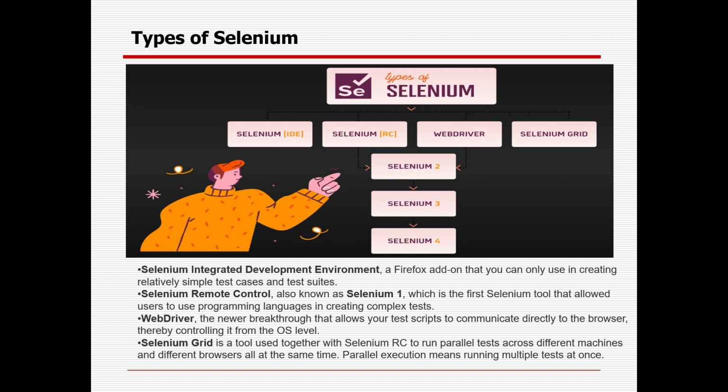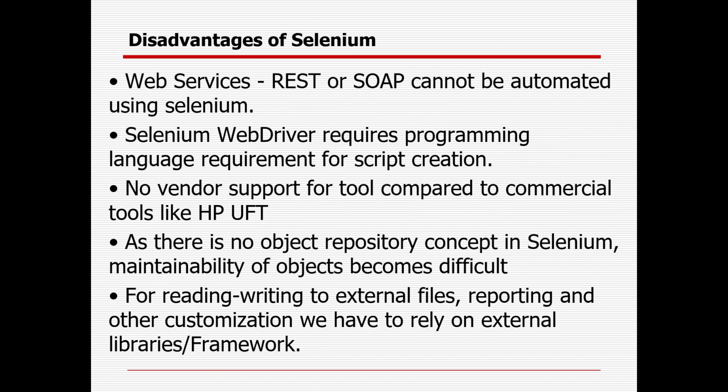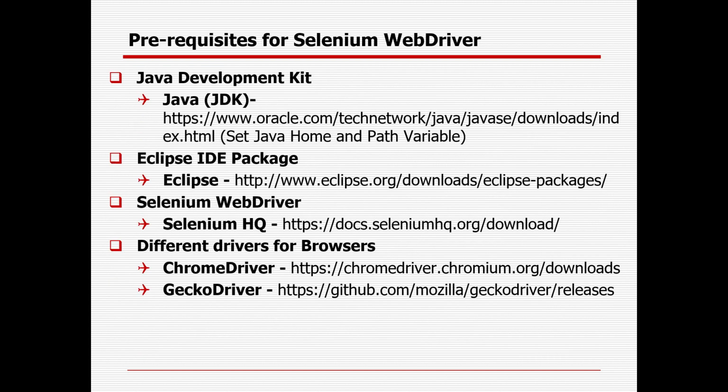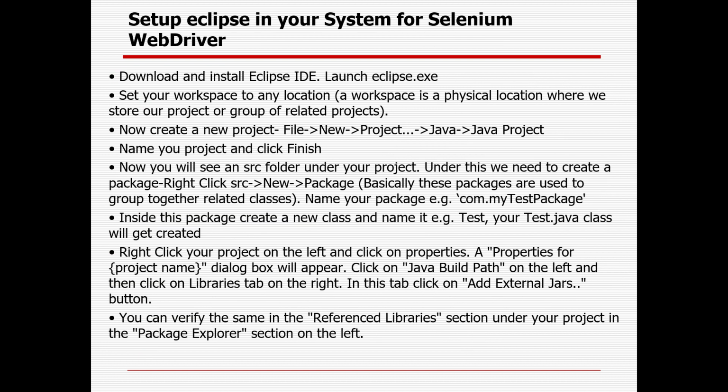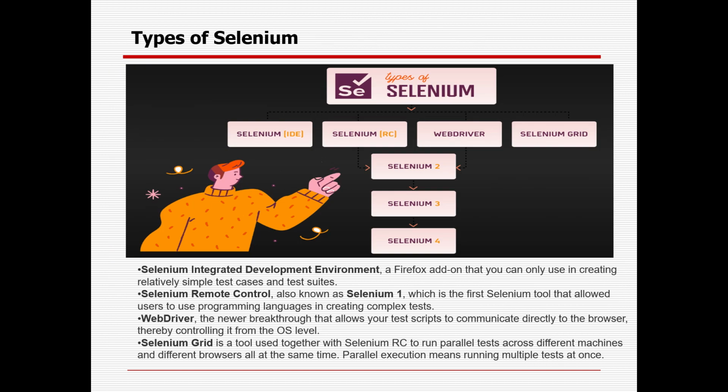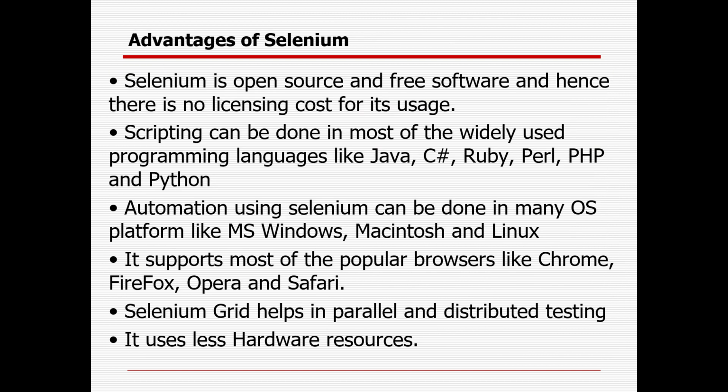Selenium Grid is another component of Selenium. It is a tool used together with Selenium Remote Control to run parallel testing. So what does parallel testing mean? The same test case you can execute in different browser or different operating system combinations as well. So these are the types, or components, of Selenium.